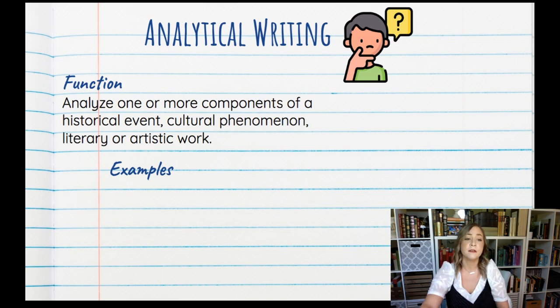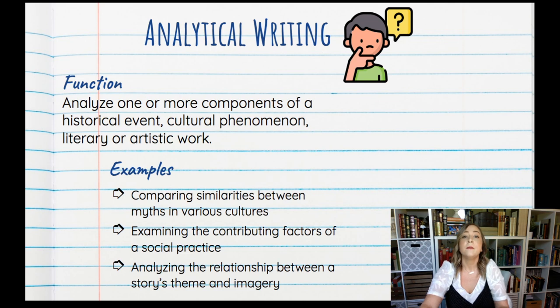Examples of this, if you get assignments in school: comparing similarities between myths in various cultures. The comparison aspect, as opposed to listing types of myths in various cultures, which would be expository. Comparing similarities, pointing out this aspect of different cultures and analyzing them is what makes the writing shift into analysis. Examining the contributing factors of a social practice: expository writing would likely just explain the social practice. Here you're going to examine why people do it. What contributes to the social practice? What pushes it forward? The reason this is analysis is because someone could argue against it. That's not why people do this social practice, this is. So it requires you to develop an argument.